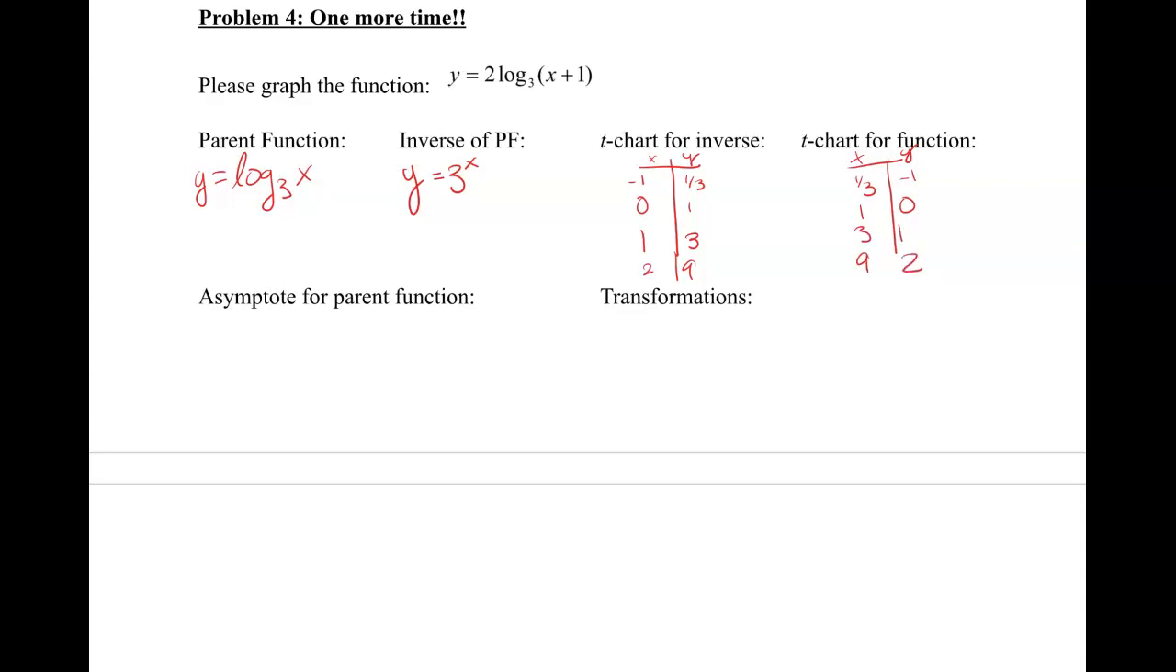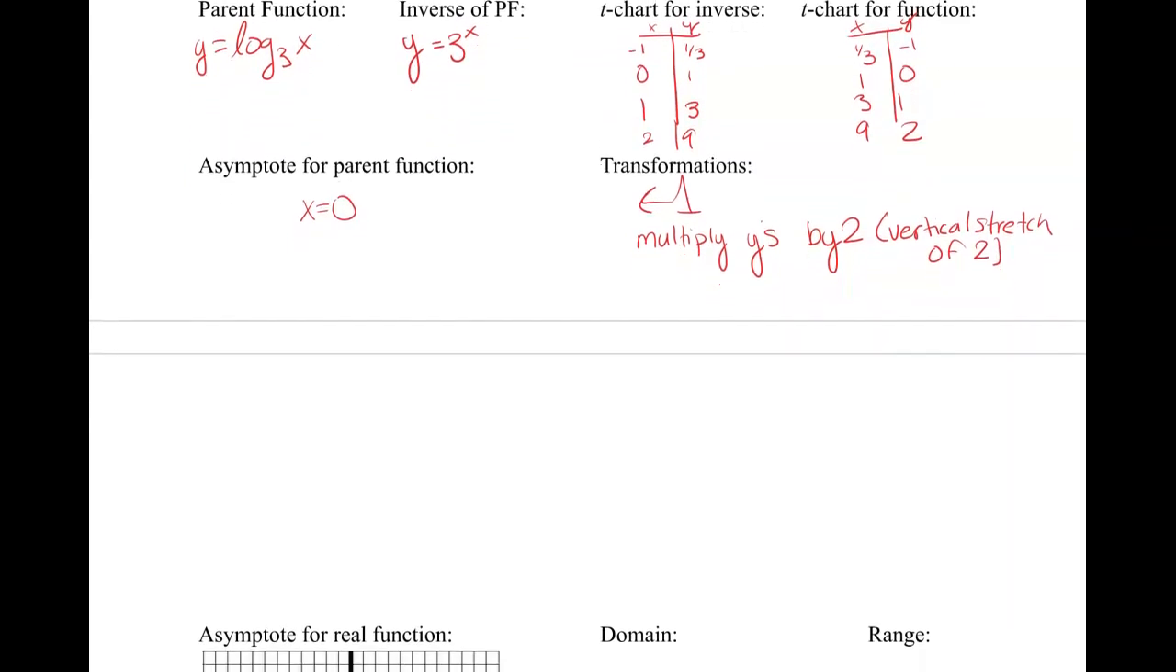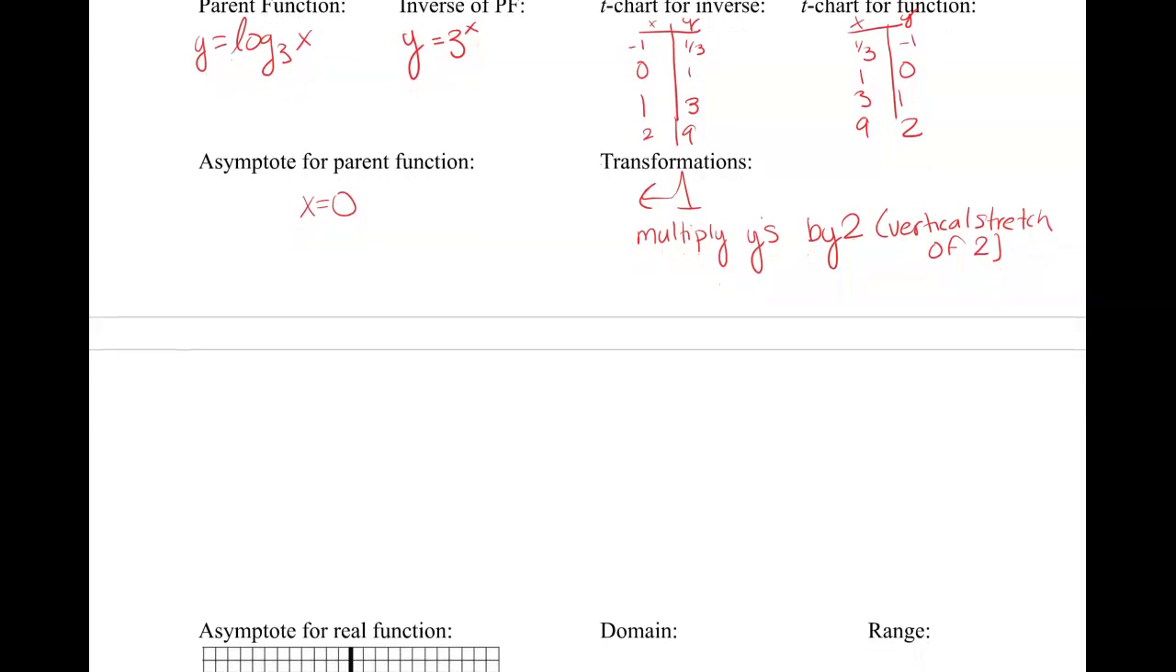The asymptote of the parent function should just be x is equal to 0, as always. And then the transformations are going to be left 1 and multiply your y's times 2, AKA vertical stretch of 2. Alright, because in Precal they will want vertical stretch.